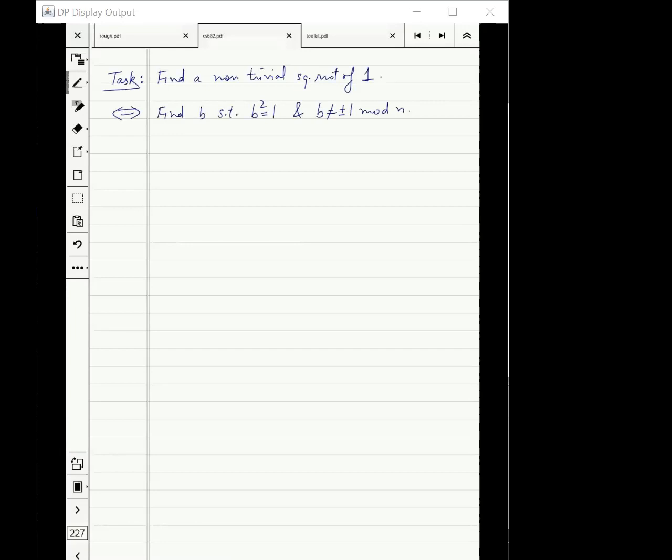I will give you 2 minutes. Can we use Chinese remaindering? Okay. So how will you... No, Chinese remaindering is not possible. We do not know the factors of n. Exactly. How many people know Chinese remaindering, by the way? Can you raise your hands? Okay, good. So at least some people.